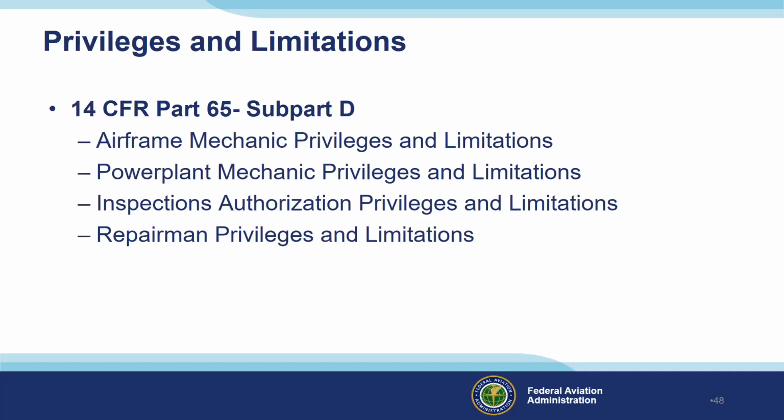Now let's look at the privileges and limitations. This is all found in Part 65, Subpart D. A and P, airframe privileges and limitations, power plant privileges and limitations, IA, and repairman.